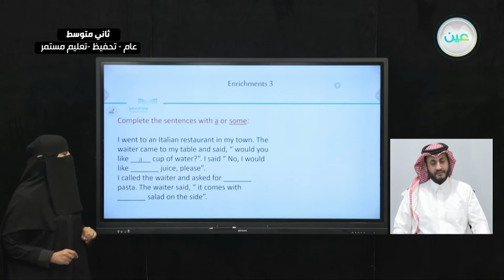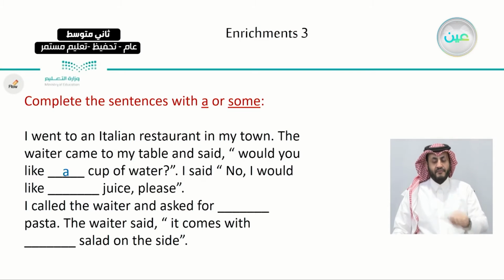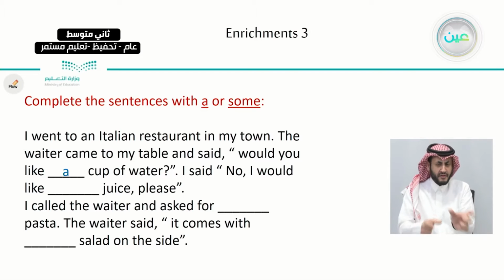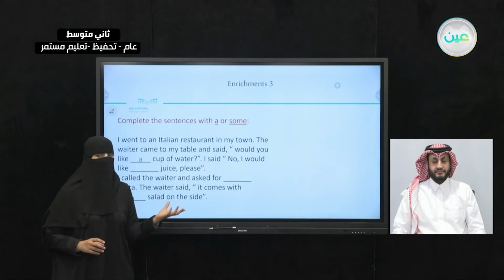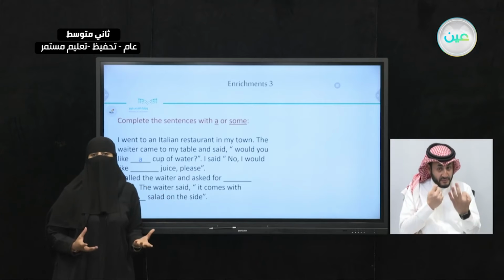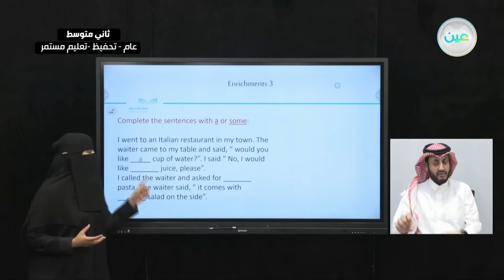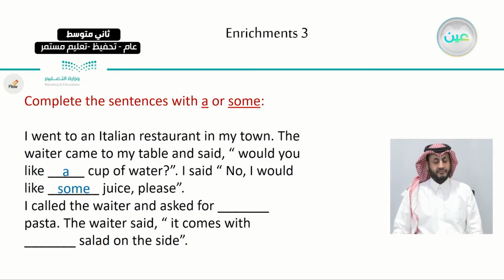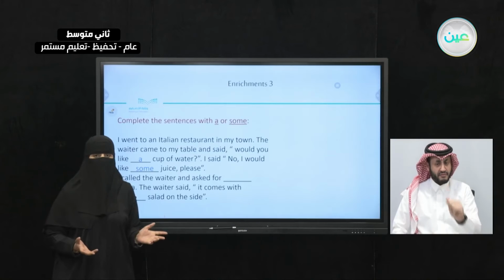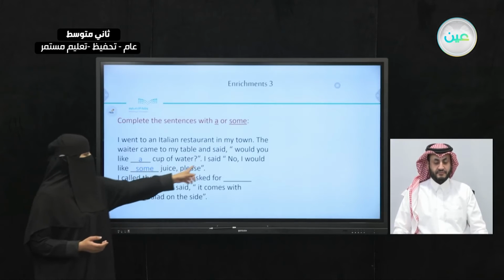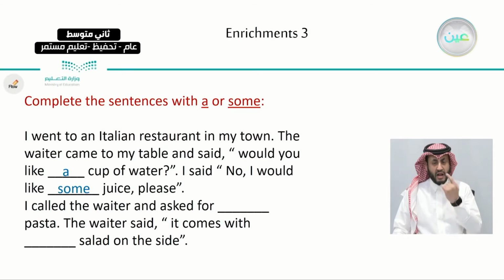I said no, I would like, then we have a space here, juice, please. So here we have the noun juice. What are we going to choose for the noun juice? A or some? So we are using some juice, because juice is a non-count noun. So here the answer, I said no, I would like some juice, please.